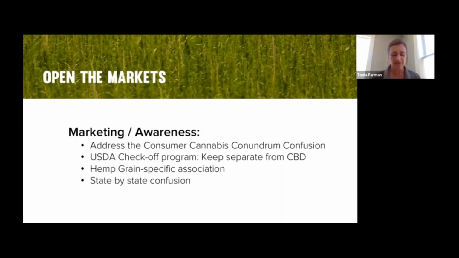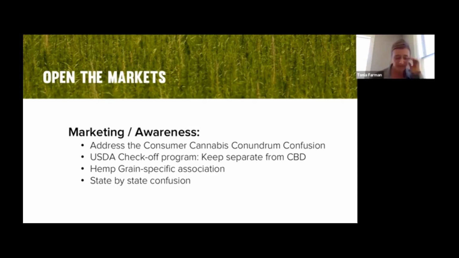Unfortunately, again, I think that it feels like the CBD industry takes advantage of that a little bit. On the food side, people don't know if an edible is a hemp heart or if it's something that they take for sleep. So really defining that and setting the standards, as I previously mentioned, to address the consumer. The USDA checkoff program, keeping it separate from CBD, we feel is really important. Collecting those funds from producers to promote and do research on hemp. Grain side, we have a marketing problem, and we really need to keep those separate.